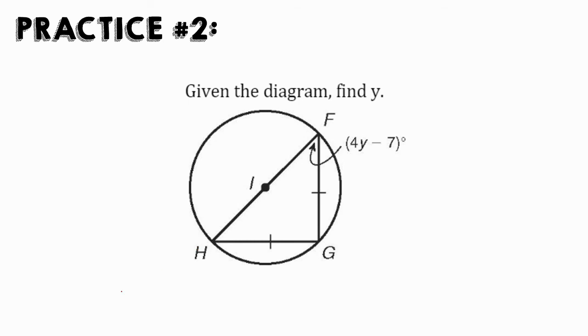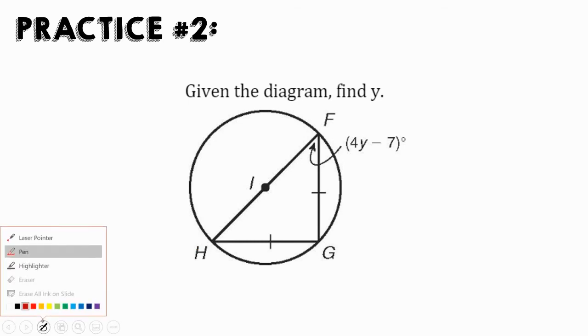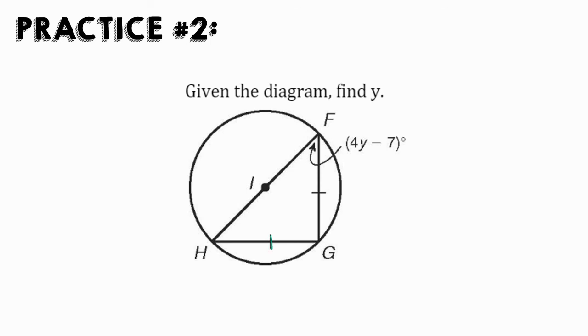Okay, so I'm going to find y here. Well, this is interesting. I'm told a few things. I'm told that these two sides, these two chords, are congruent. So this also must be 4y minus 7, right? What's this angle? Well, it's an inscribed angle, and it intercepts a semicircle. Didn't we just learn about that? So this is 90 degrees.